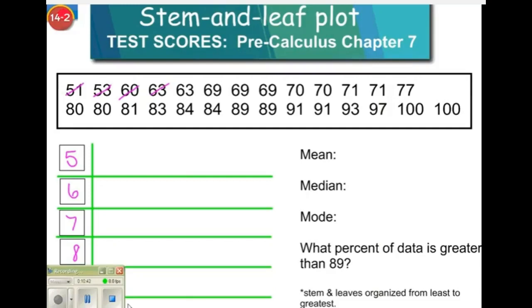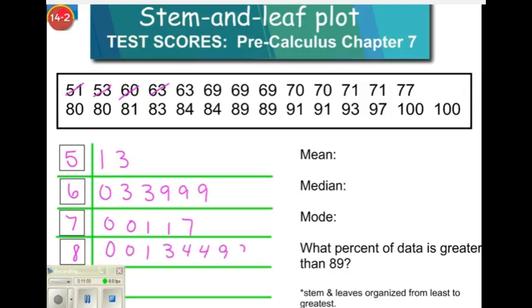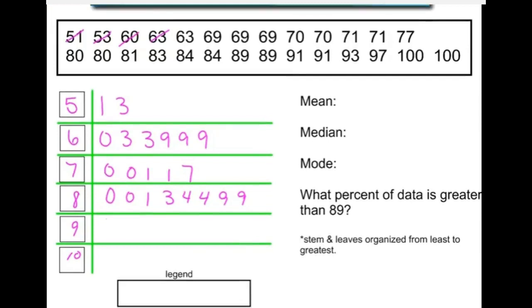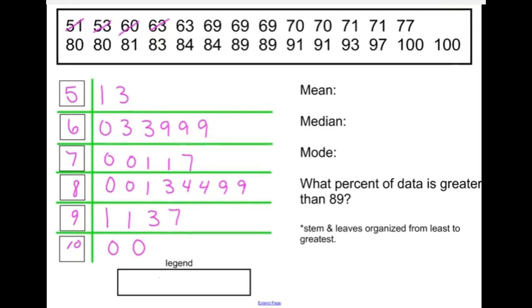All right, let's walk through this. 51, 53, 60, 63, 63, 69, 69, 69, 70, 70, 71, 71, 77, 80, 80, 81, 83, 84, 84, 89, 89, 91, 91, 93, 97, and then 100. Very important that you put a legend. So you can grab any of them that you want. I'll grab 83. So 8/3, a stem of 8, leaf of 3, results in the number 83. Also should have a title.